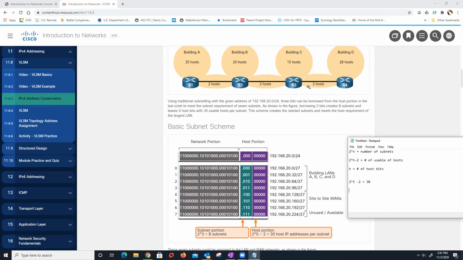So what we could do is say we need to leave 5 bits as zeros, which means we can borrow up to 3 bits. Since we borrowed 3 bits, our magic number in this octet is now 32. So you get these subnets: 0, 32, 64, 96, /27 all the way across. And they're going to say we're going to use these for buildings A, B, C, and D.